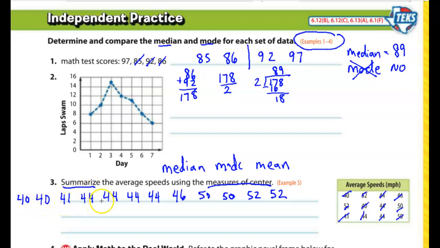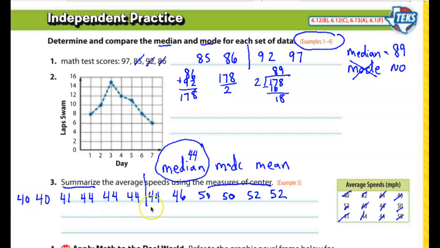1, 2, 3, 4, 5, 6. 1, 2, 3, 4, 5, 6. So what is halfway between 44 and 44? Well, that is going to be 44. So the median is 44. So I'm going to just write this up here. The median is 44.